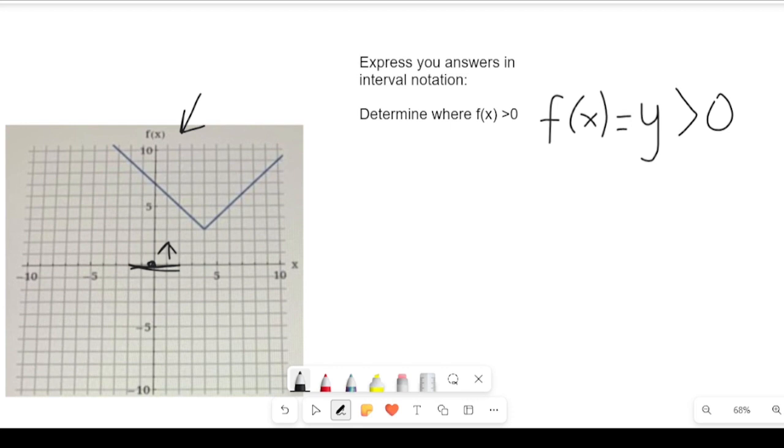So the domain of this graph is going to be the values we are looking for, f of x greater than 0. We can see that our graph is going to infinity on the left hand side, so we're going to say it's going to negative infinity. And on the right hand side, it's going to positive infinity. It's going on forever. There is no stopping point. So our answer to this example is negative infinity to positive infinity.